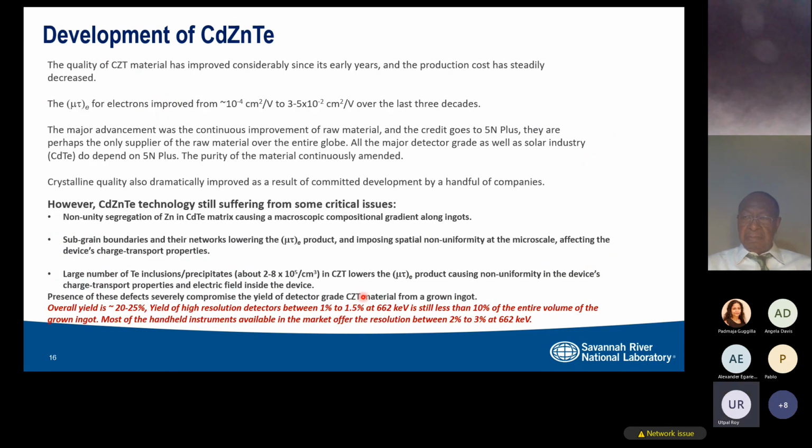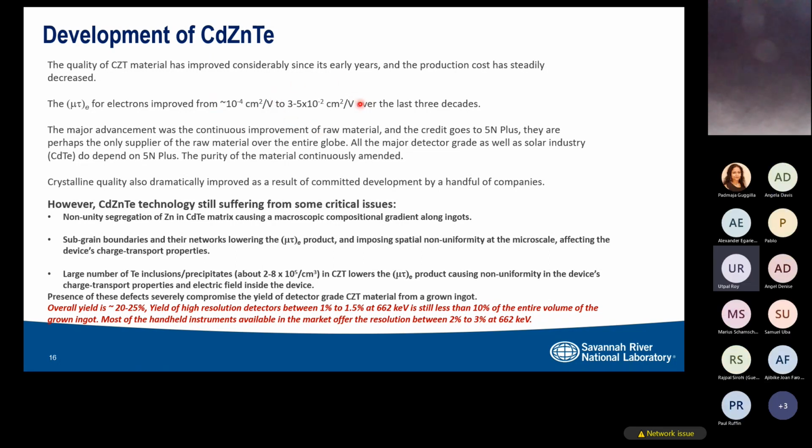So what was the development of CdTe? For the last 3 decades, when the EV products started, growing CdTe with the high pressure Bridgman growth technique, their mu tau value was 10 to the minus 4 centimeters square per volt. And today, Redlen is producing material by the traveling heater method, this is 3 to 5 times 10 to the minus 2 centimeters square per volt.